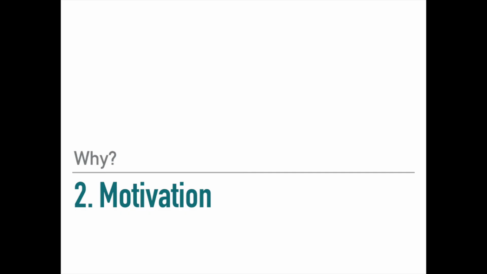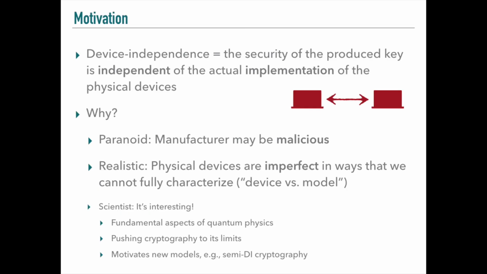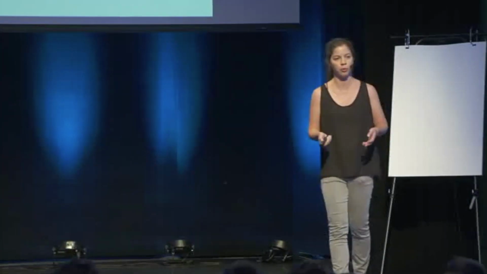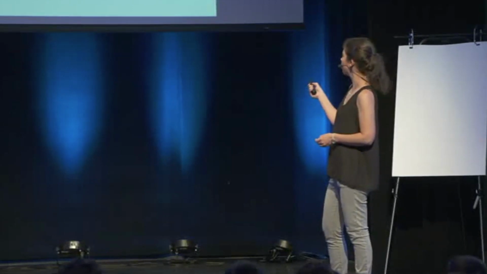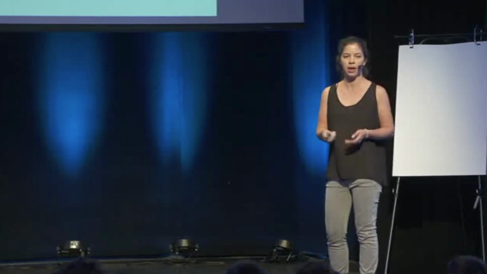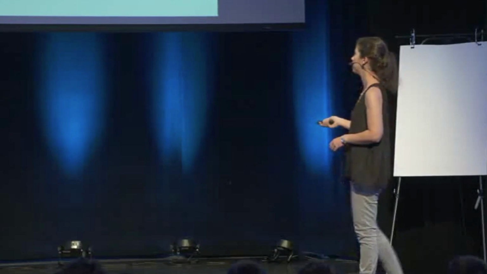Why would we want to do something as crazy as that? Device independence basically means that the security of the produced key is independent of the implementation of the device. So if we manage to prove that they get a secure key without looking inside, then it means that the security is valid for any implementation of the device.